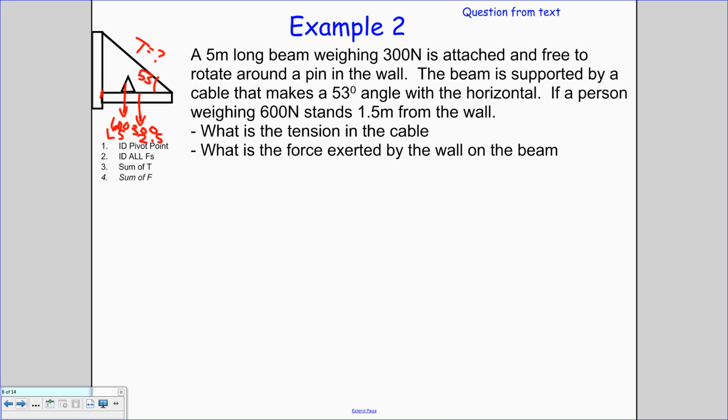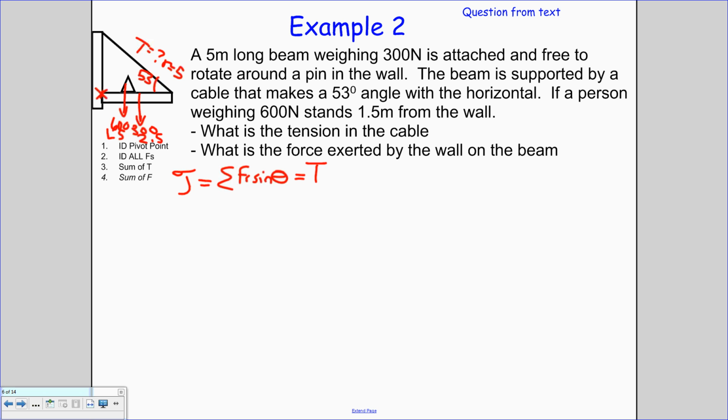And they want to know the tension in the cable. I'm going to call that tension T. All right, so we located our pivot point. It's right here. We've located all our forces and their R's. Now the R of T is going to be equal to 5. Now we need to sum up our torques. So torque is equal to sum of FR sine theta. Now positive direction is the counterclockwise. So that would be the tension in this case.